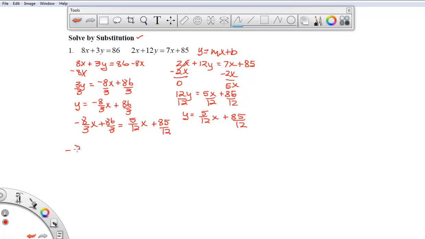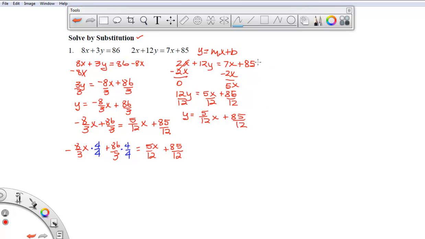So that means I'm going to write this down again, and everything on the left-hand side over here is going to be multiplied by 4 over 4. So negative 8 over 3x, I want to multiply it by 4 over 4, so I'll get a common denominator. And then I have 86 over 3. That also needs to be multiplied by 4 over 4. And then the right hand side just stays the same, doesn't it? I don't have to do anything to it. So 5x over 12 plus 85 over 12.